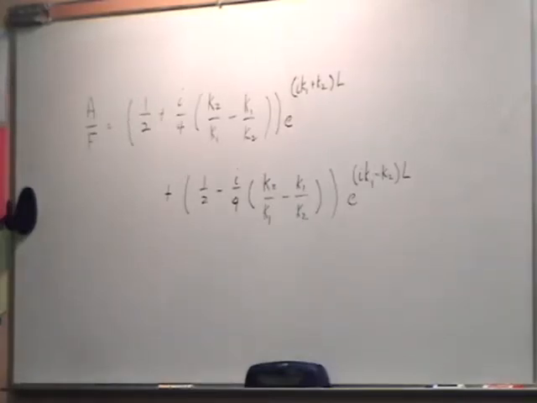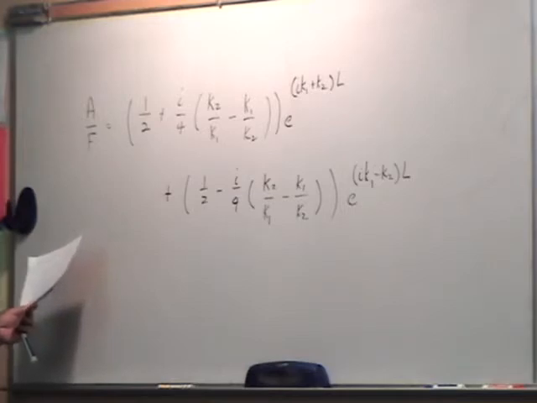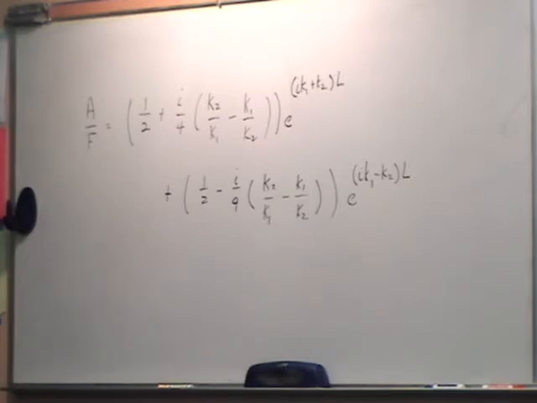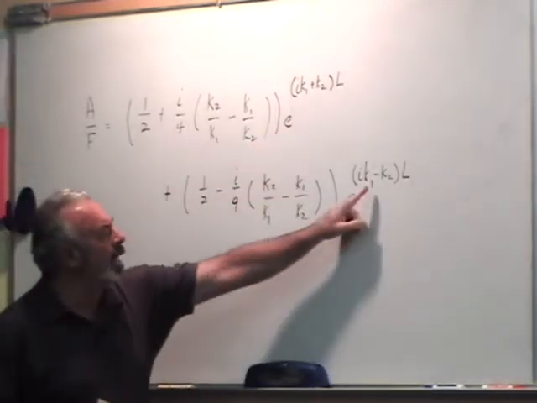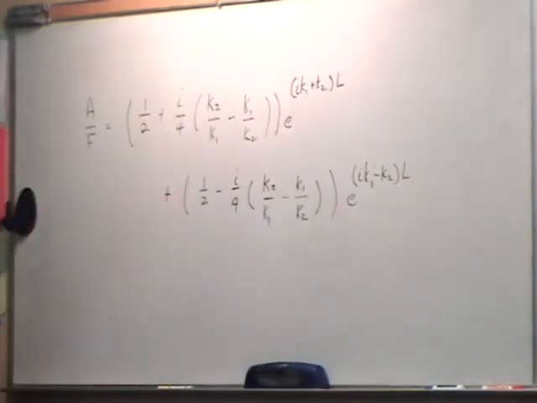Textbooks say it's easy to show that this is true. And that's a lie. It's not easy to show. They always do that. And then from here, we want to make some approximations to make this much more useful, because we have a very exotic term for A over F, which includes two different exponential terms and two coefficients out in front.